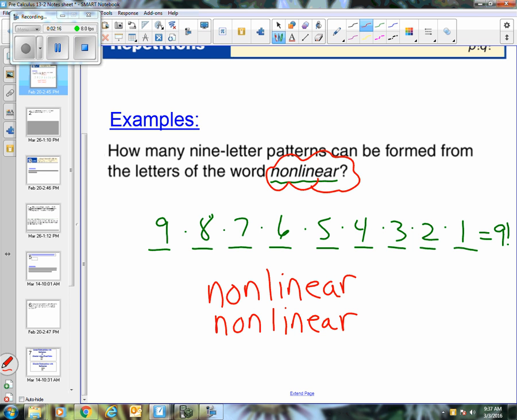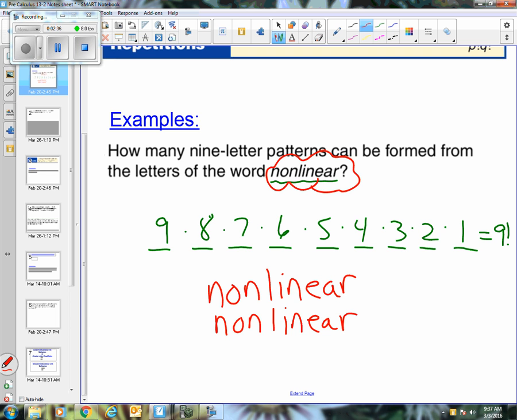I wrote a new word. I switched the letters. What did I do? I switched the Ns. Could you tell? No, but I did. How do you know if I didn't, right? Because the pattern is exactly the same. So you have to really be careful with this. If you have repetitions, I can rewrite it and rearrange things, but I get the same pattern.